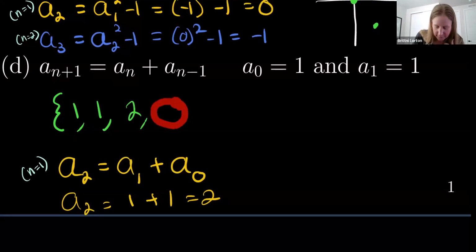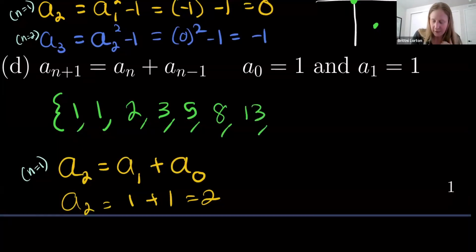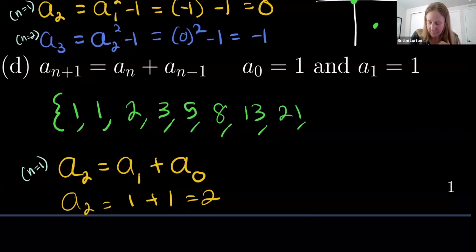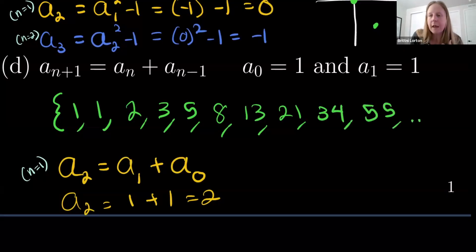So the next term is going to be the sum of the previous two terms, which is 3. The next term is going to be the sum of the previous two terms. The next one will be the sum of the previous two terms, and then the sum of the previous two terms, and then the sum of, sorry, that would have been 34. There we go, 34, the sum of the previous two terms, and I could keep going forever. This might look familiar. This was called the Fibonacci sequence.